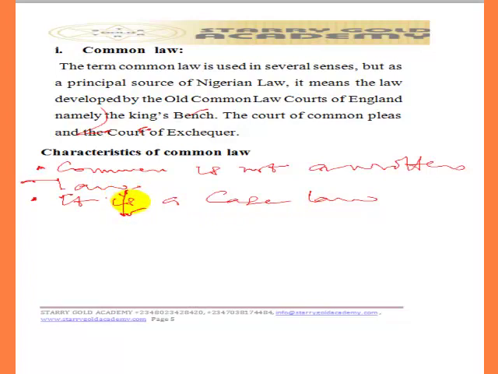And also another thing is that common law is rigid. So it is a rigid law.